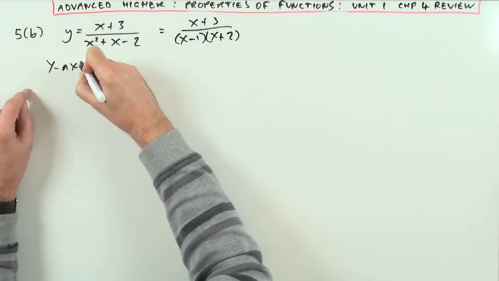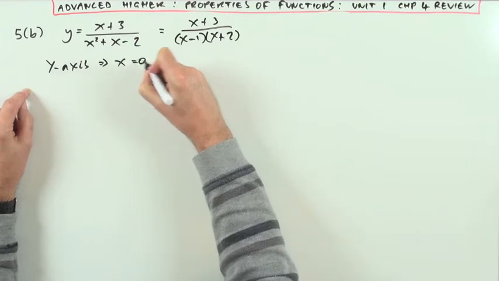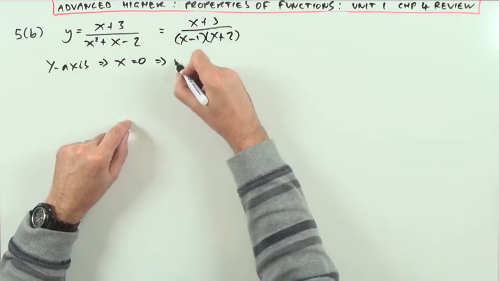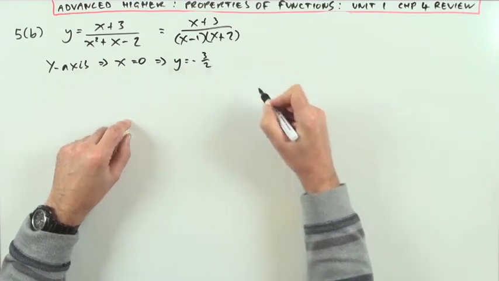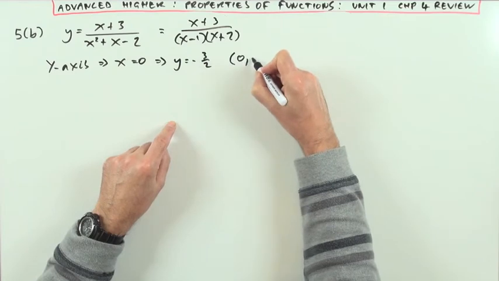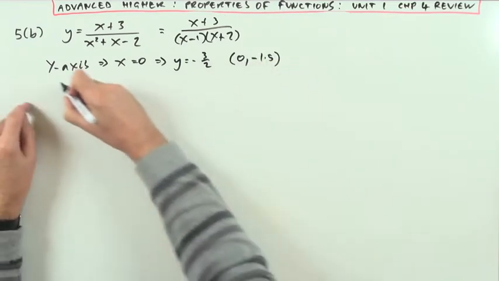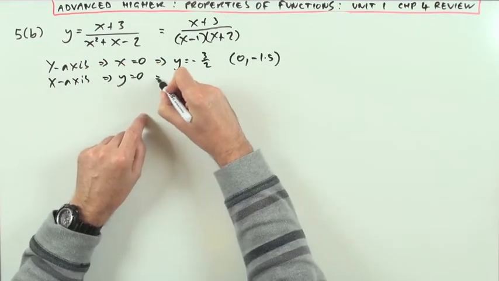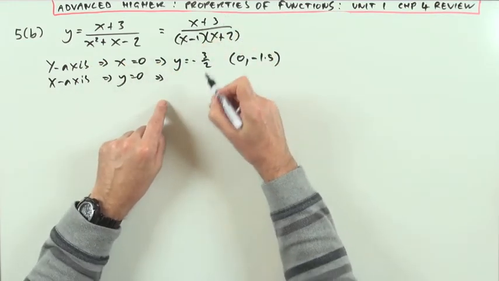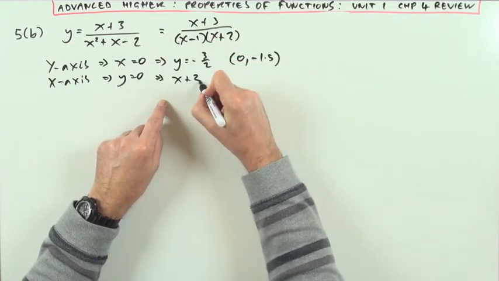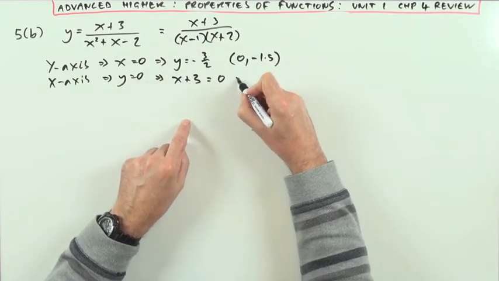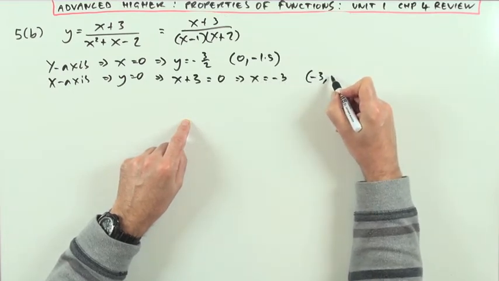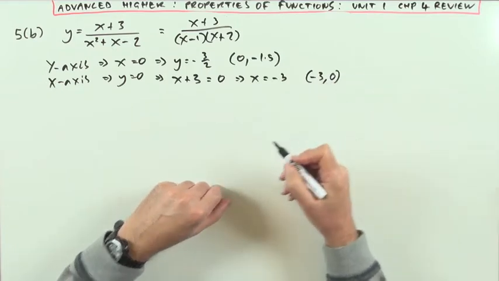So it cuts the y-axis if x is 0, and if x is 0, it's probably easier using this one, I've just got 3 over negative 2. That means y equals negative 3 upon 2. So there's the point 0, or we'll just call that negative 1.5. Why not? Where does it cut the x-axis? Well, that means that y would be 0. Now, if that expression is equal to 0, it's sufficient for the numerator to equal 0. So x plus 3 would equal 0, in which case x equals negative 3. So it crosses the x-axis at negative 3, 0.